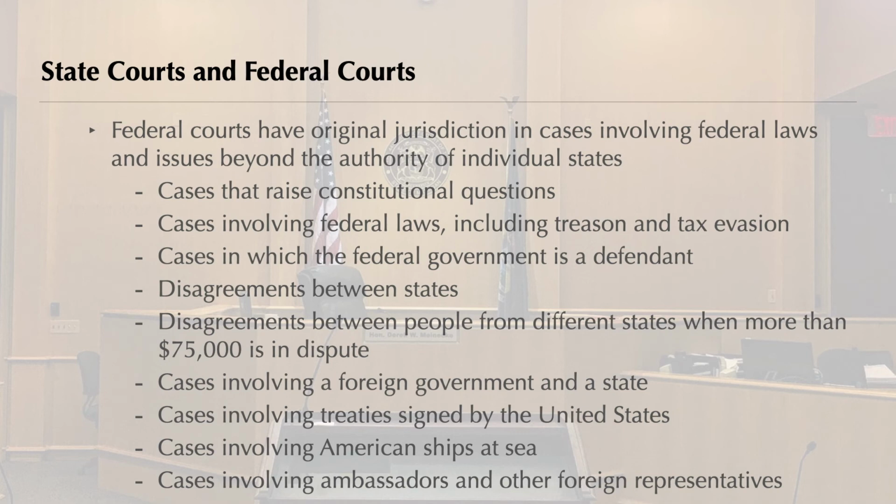These types of cases include cases that raise constitutional questions, cases involving federal laws, including treason and tax evasion, cases in which the federal government is a defendant, disagreements between states, disagreements between people from different states when more than $75,000 is in dispute, cases involving a foreign government and a state, cases involving treaties signed by the United States, cases involving American ships at sea, and cases involving ambassadors and other foreign representatives.